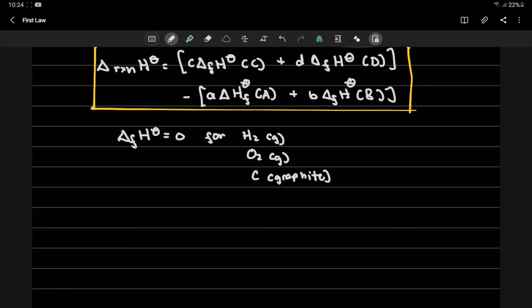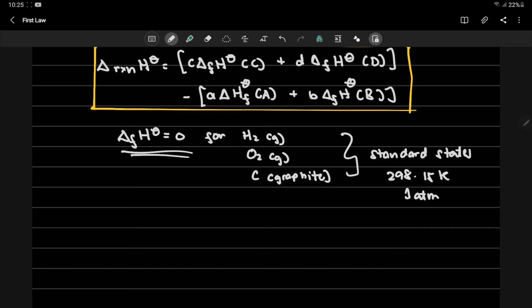So, kung mapapansin ninyo, yung mga substances na to, these are in their standard states. Okay, ibig sabihin, at a standard temperature and pressure, which is we will use 298 Kelvin and 1 atmosphere. So, at this particular condition, yung hydrogen gas, oxygen gas, tsaka si carbon as graphite, nag-i-exist sila naturally. So, ibig sabihin, walang change involved in their formation. Okay? Standard yung state nila at this particular temperature and pressure. So, therefore, 0 yung kanilang enthalpy of formation.